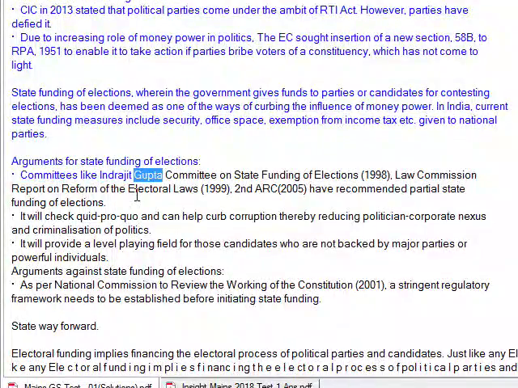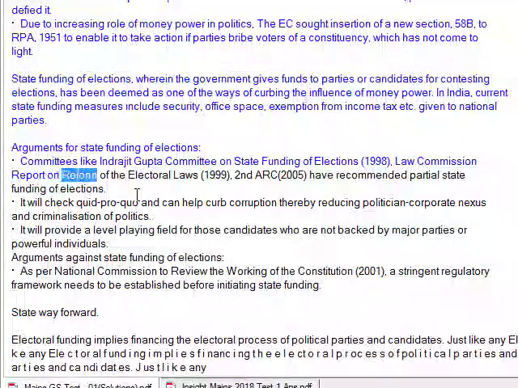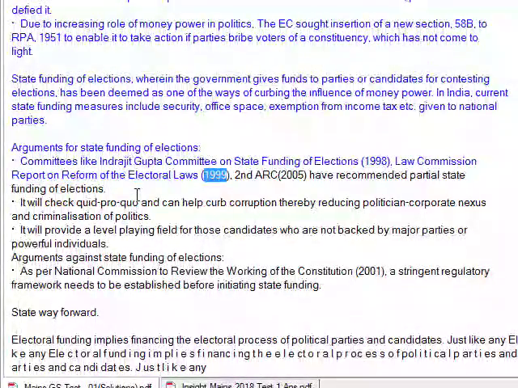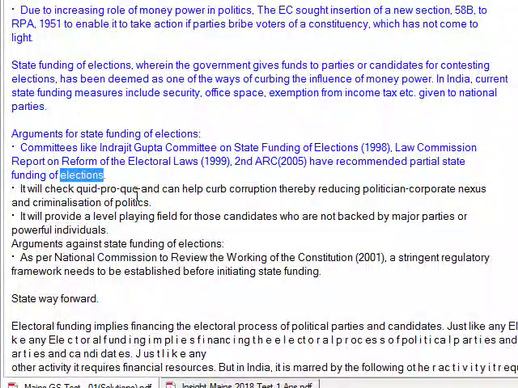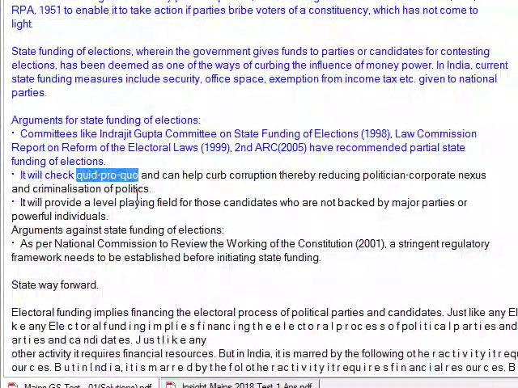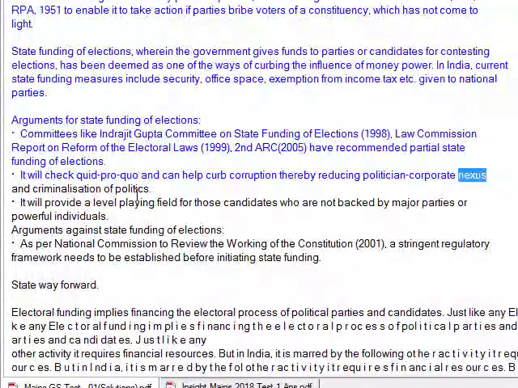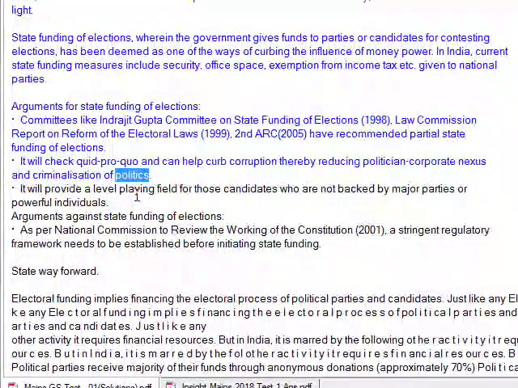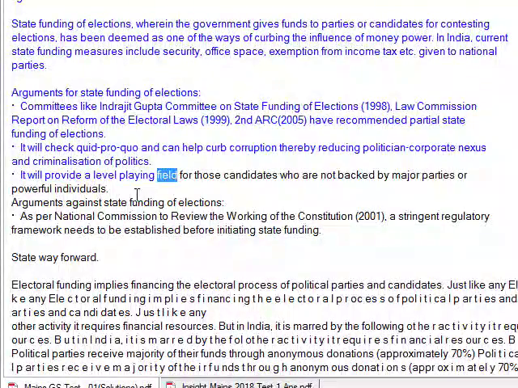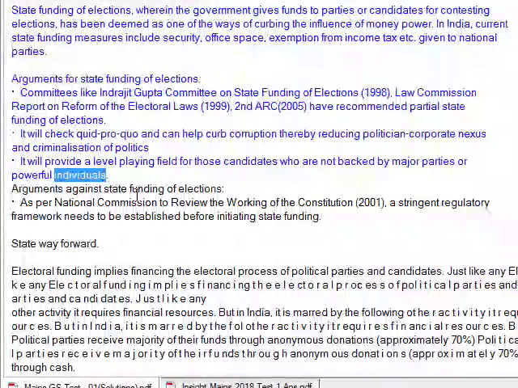Committees like Indrajit Gupta Committee on State Funding of Elections 1998, Law Commission Report on Reform of the Electoral Laws 1999, and Second ARC 2005 have recommended partial state funding of elections. It will check quid pro quo and can help curb corruption, thereby reducing politician-corporate nexus and criminalization of politics. It will provide a level playing field for those candidates who are not backed by major parties or powerful individuals.